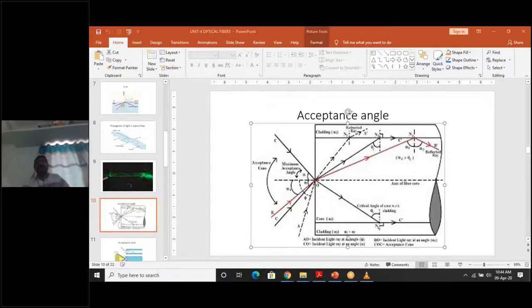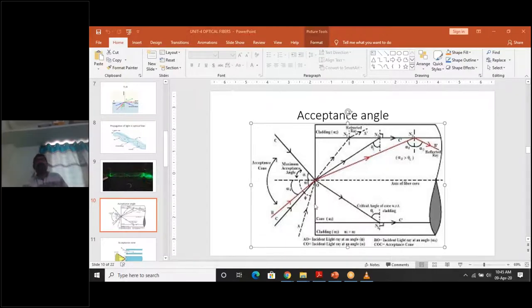What is very clear? All the light rays A, C, B do not propagate from one end to the other end of the optical fiber by the process of total internal reflection, which means there is a condition, a limiting angle, for the incident light ray into the optical fiber. So this angle is called what angle? This limiting angle is called the acceptance angle.